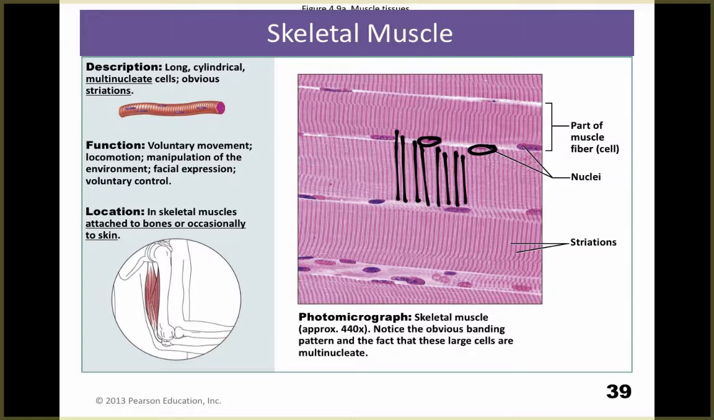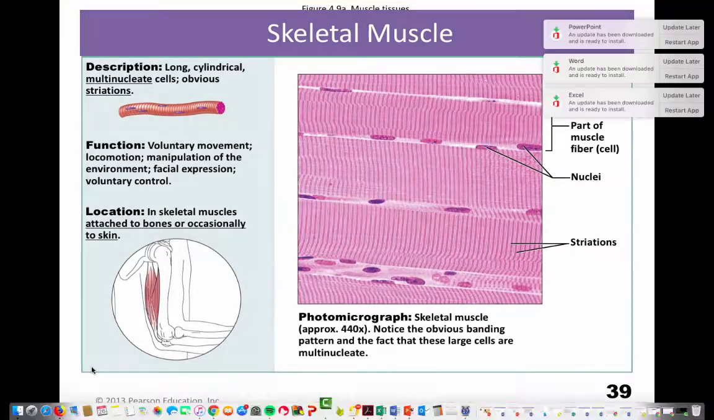Of course, like I said before, it's voluntary movement. It allows you to move, as in locomotion, or manipulate your environment, move stuff, change things. It's important in facial expression, voluntary control, and you find it in your skeletal muscles. So that's essentially muscles that are attached to bones or occasionally to skin.